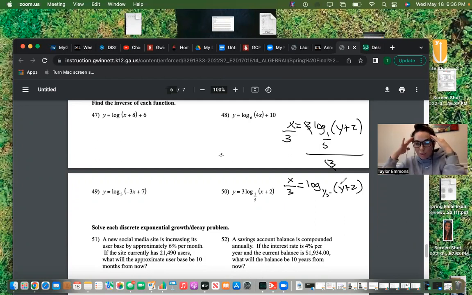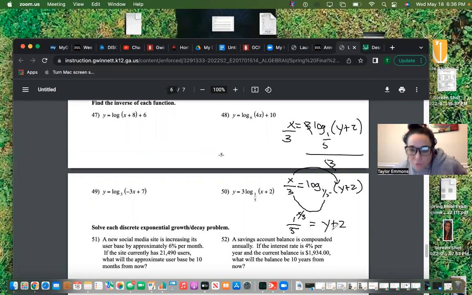Now, in order to get rid of the log, we're going to use what I call the circle of life. Your teacher might call it rewriting using an exponent. What you do is you always start at your base, you go to your outside, and you finish over here. So you're going to say 1/5 raised to the x divided by 3 equals y plus 2.